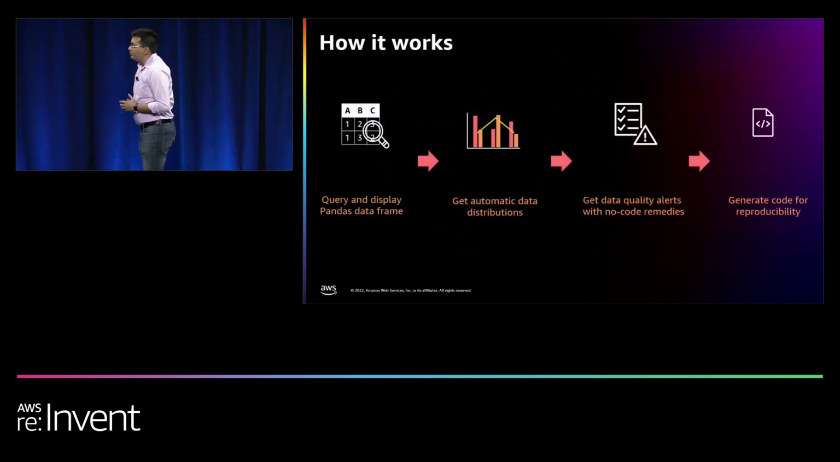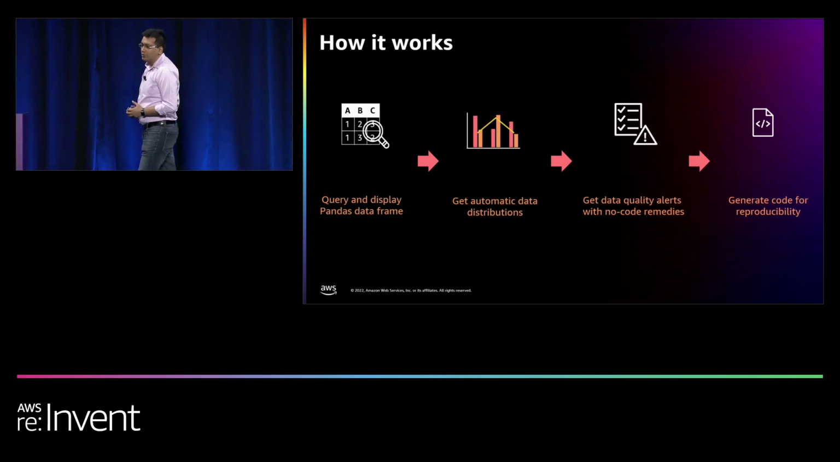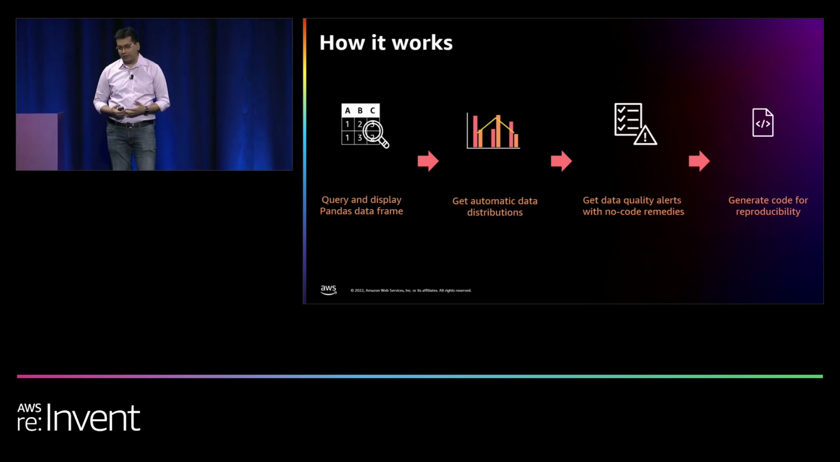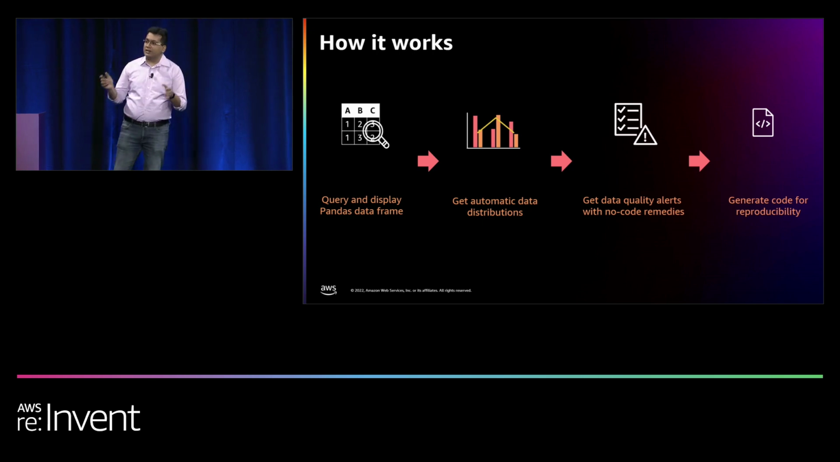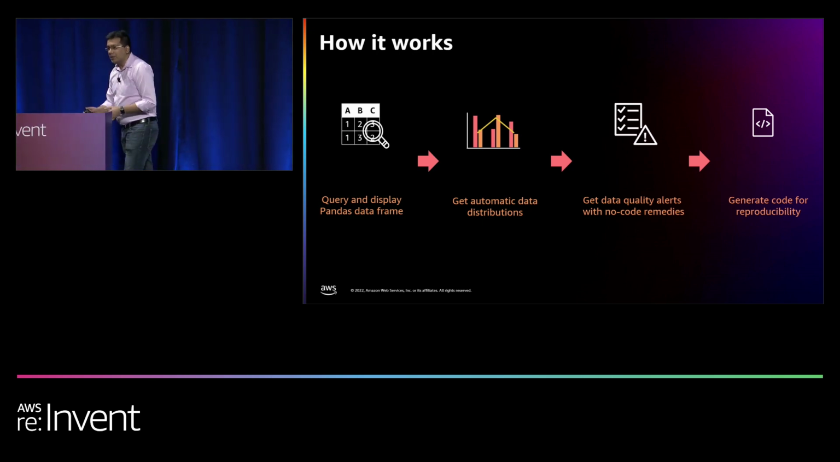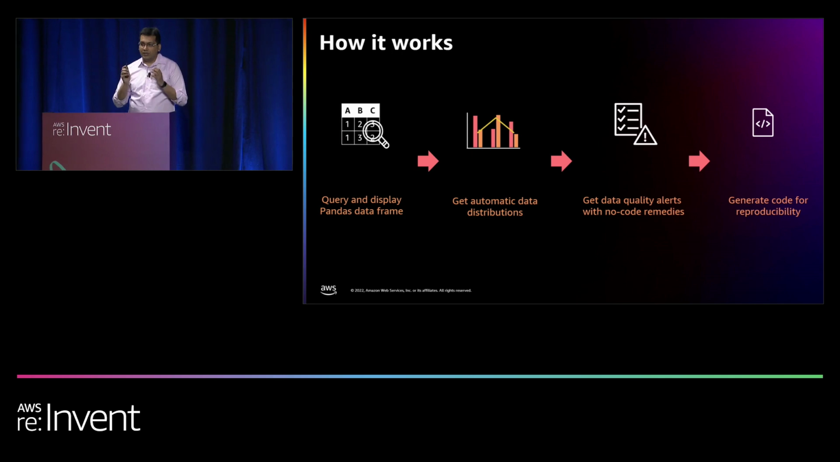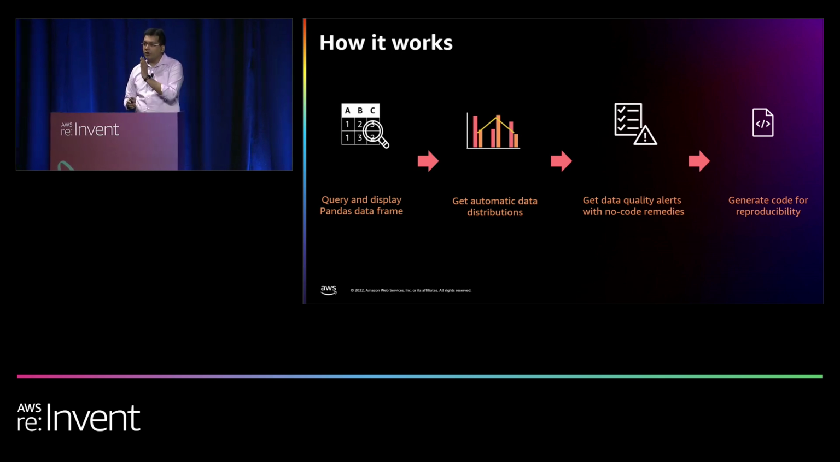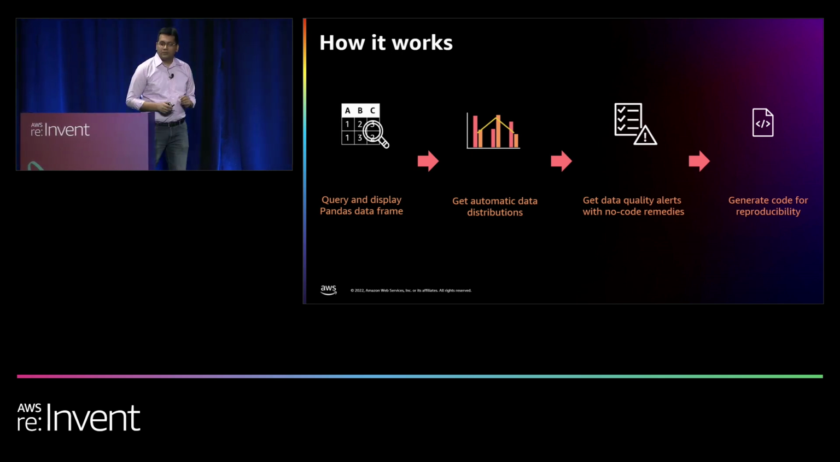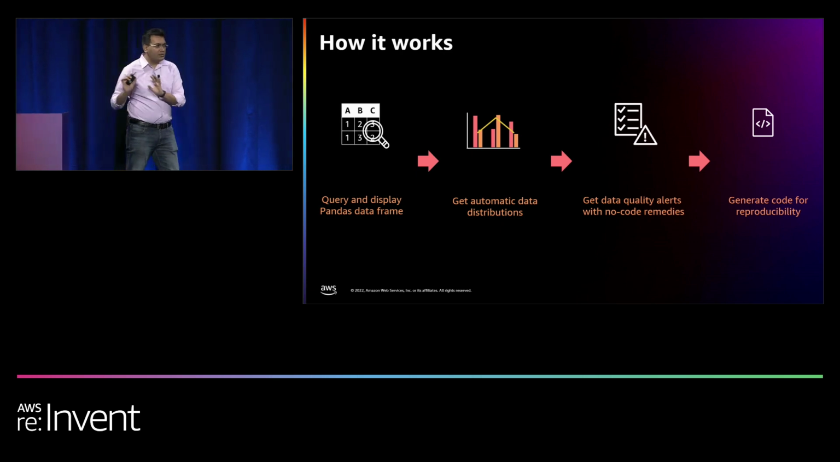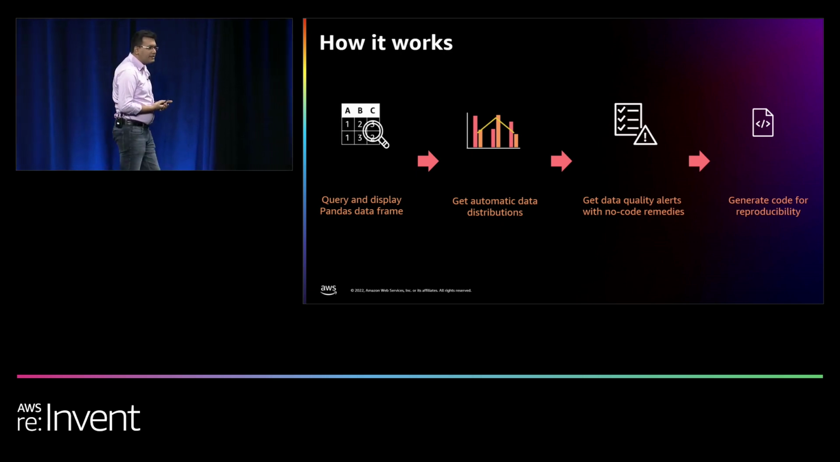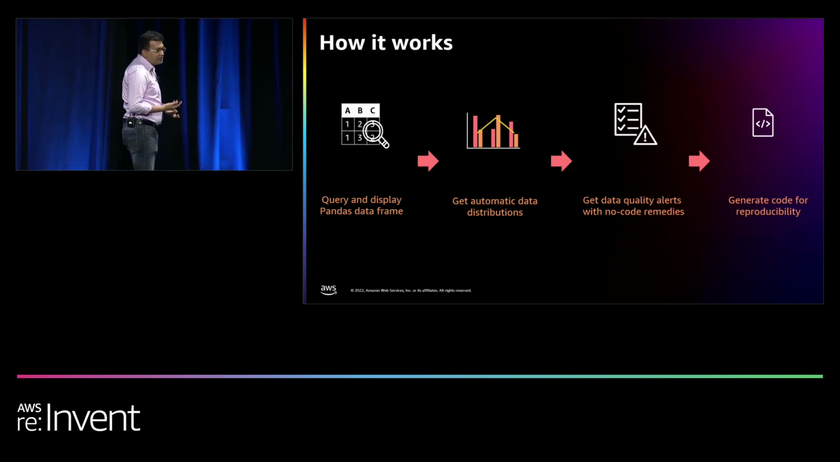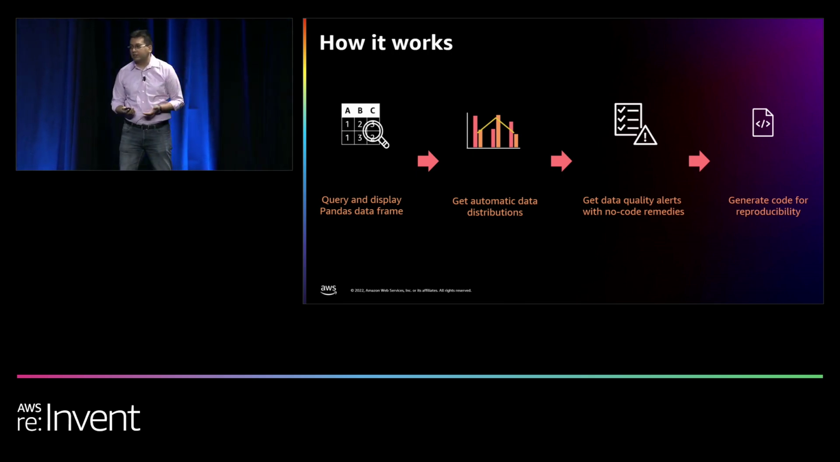All you need to do is go into your Studio Notebook and query a data frame using pandas. The moment you display the data frame, the built-in capability automatically generates histograms and bar charts for every column in your data frame. You can quickly scan these distributions to just understand the statistical properties of your data set, to also spot some of the issues like skewed distributions and outliers.